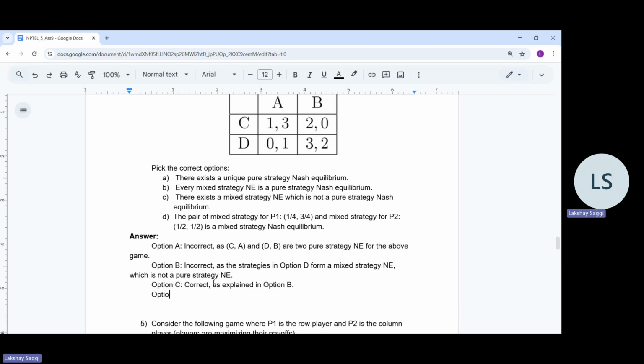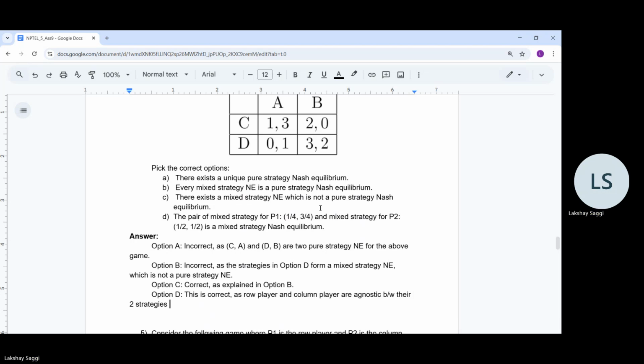And what's option D? Maybe I should have had the options in a different order, but let's just work with this. So this is correct, as the row player and column player are agnostic between their two strategies for the given strategy.